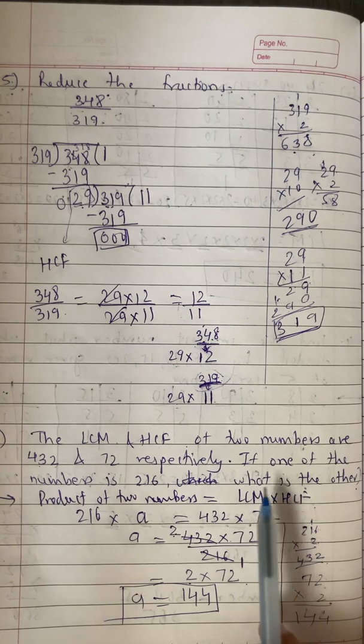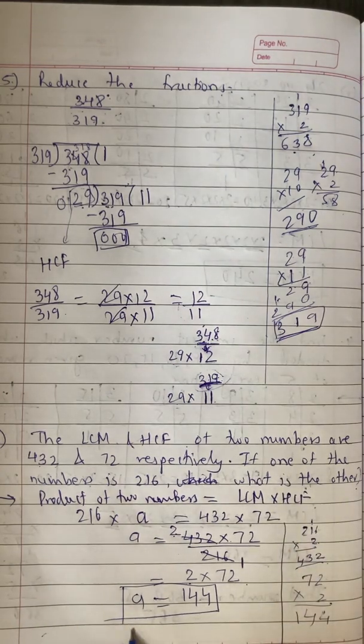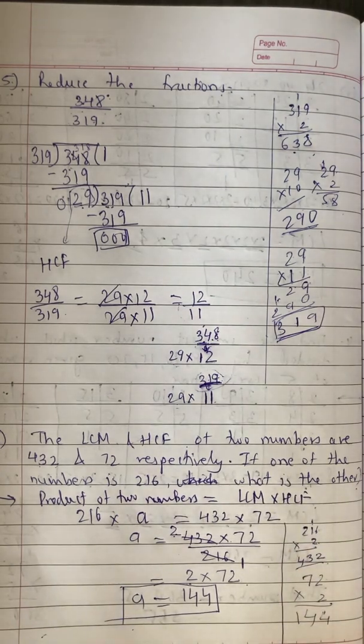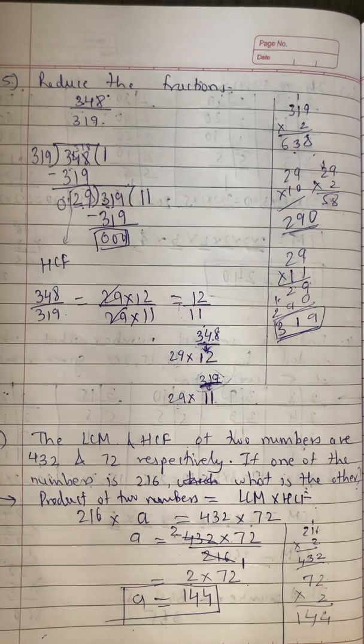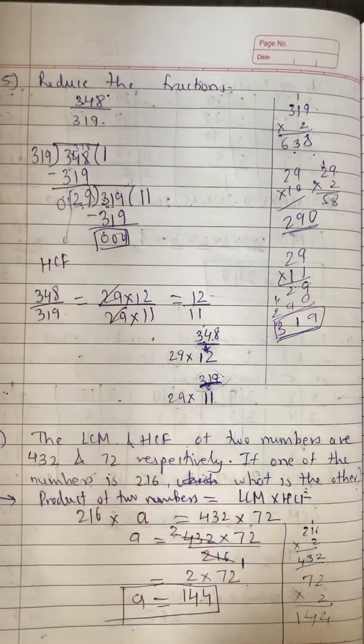Here it is asked what is the other number. So write down, the other number is 144. This was very easy. Now let us solve the next sum.